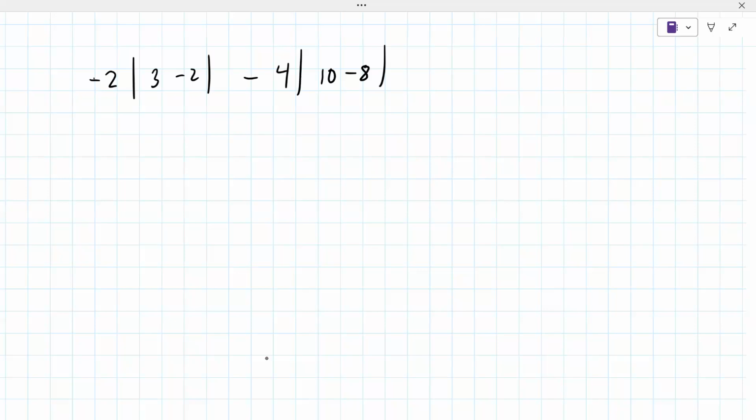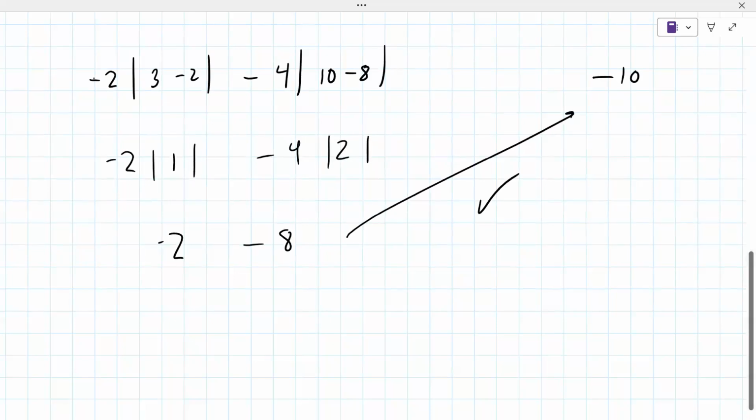-10. Negative 10. Okay, let's take a look here. So this becomes 1, absolute value is 1 times negative 2 is negative 2. 10 minus 8 is 2, absolutely that. Minus 4 is minus 8, which is minus 10. Very good. All right, let me give you a new type of problem to try here.